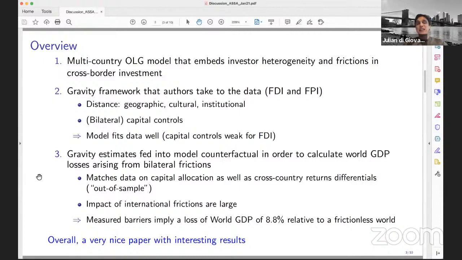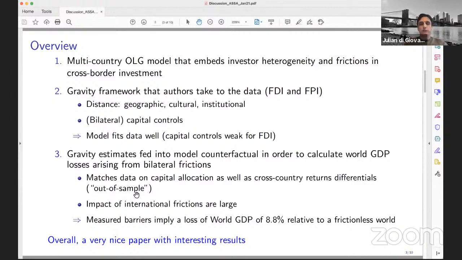Now, what's nice then is you can take these gravity estimates and feed them into counterfactuals in order to calculate world GDP losses as well as cross-country differences arising from these bilateral frictions. Overall, the estimates help the model match data quite well on capital allocation as well as cross-country return differentials, where they take great care of using other authors' estimates for these, so it's out of sample.